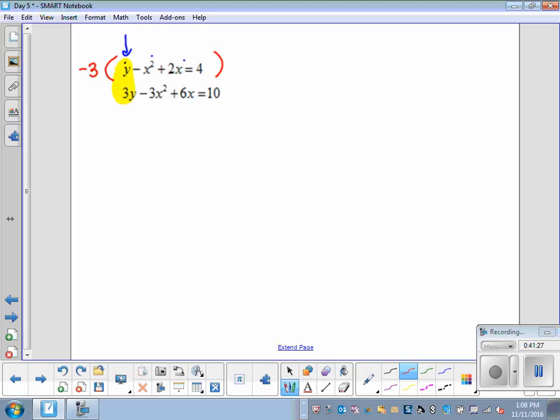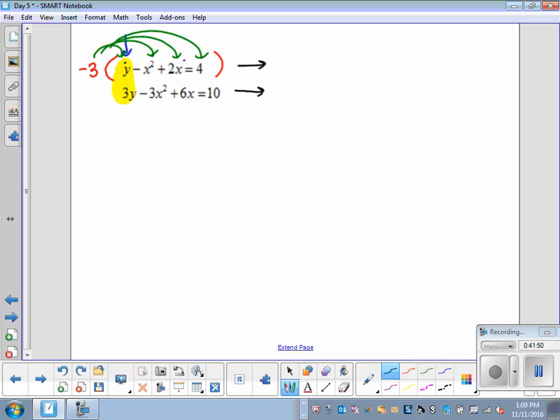Okay, so here's what you guys said. To get rid of these, since this one on the bottom is positive 3, I have to make the top one a -3. You can't just go and change y. If you change y, you gotta change everything. So I'm gonna multiply the whole thing by -3. That means distribute it to everything, okay?